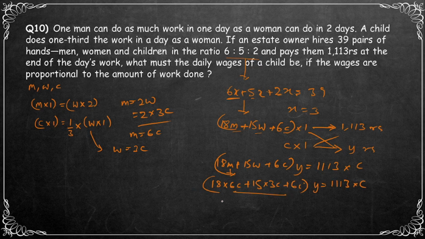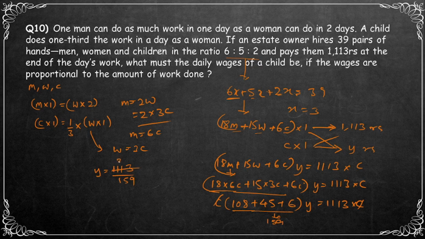If it comes outside, we will have 18 into 6 which is 108, 15 3s are 45, plus 6 into Y equal to 1,113 into C. C gets cancelled. 108 plus 51, it is 159. So y is equal to 1113 divided by 159. So this is divisible by 3 because 1 plus 1 plus 1 is 3, plus 3 is 6. So this is divisible by 3.